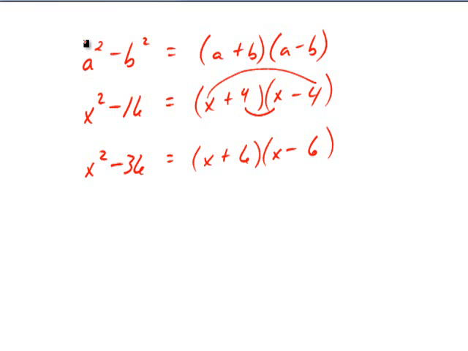Now this will not work for the sum of squares because we will have the same sign. Since this is the last sign in our binomial, we'll have the same sign, either both plus or both minus, and there's no way to cancel out that middle term.